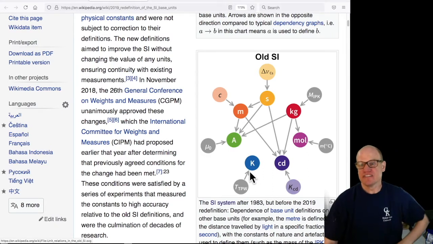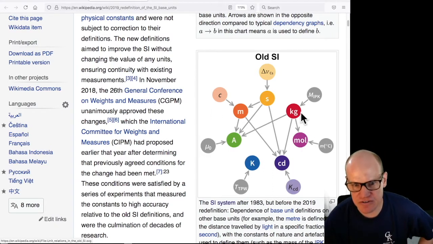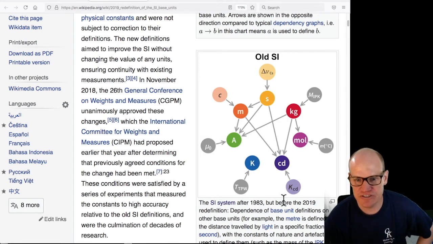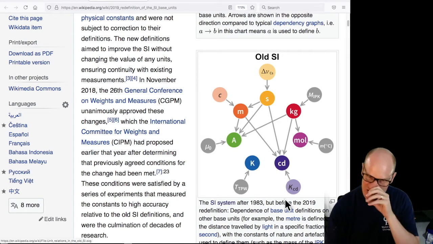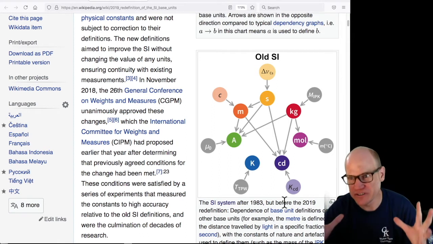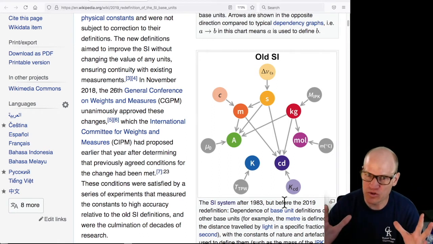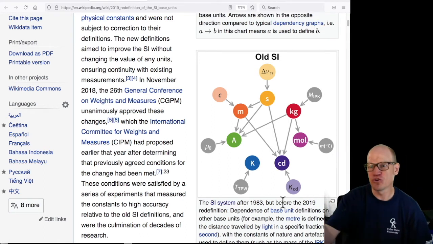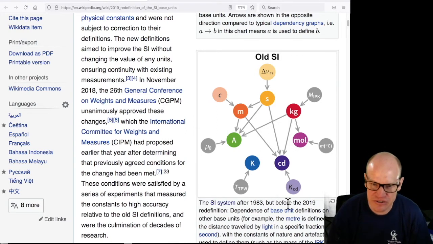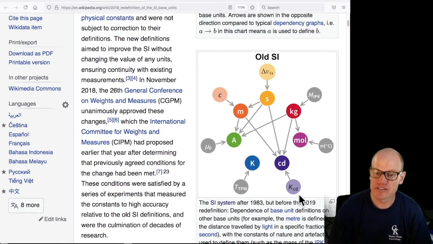Okay, now this is the Ancien Regime. This is how the system was from 1983 until 2019. In 2019, it was a big deal for all 10 people in the world who care about this. And now there's more. But it was a big deal, this switch in the SI system of units in 2019, because historically, some of these were artifacts. Some of them were determined by other things that depended upon these artifacts. Like this mu naught depends upon the mass of this, right?